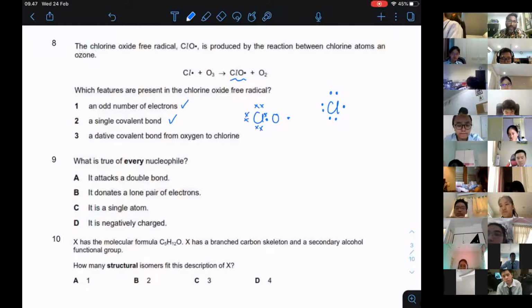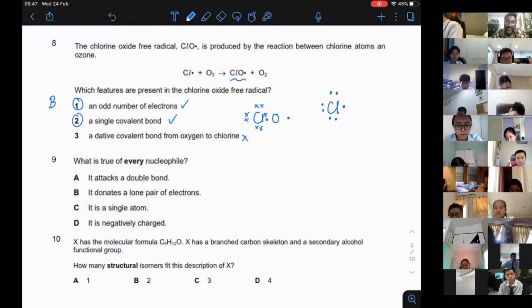So a dative covalent bond from oxygen to chlorine. This is not dative bonding, because for dative bonding you must donate the electron pair. So this is not possible. So this is 1 and 2. If you follow your 1 and 2, it means it is option B, in your syllabus.